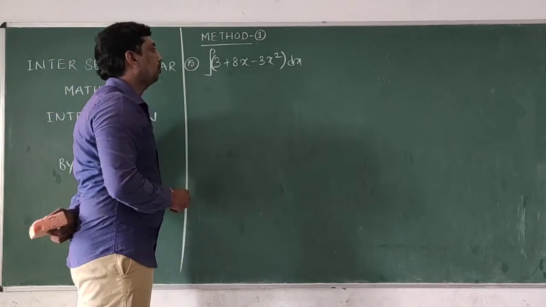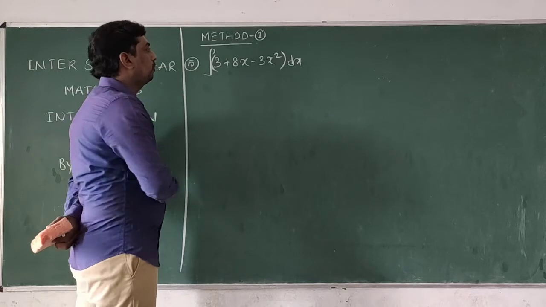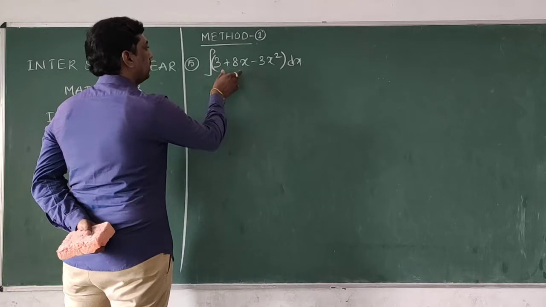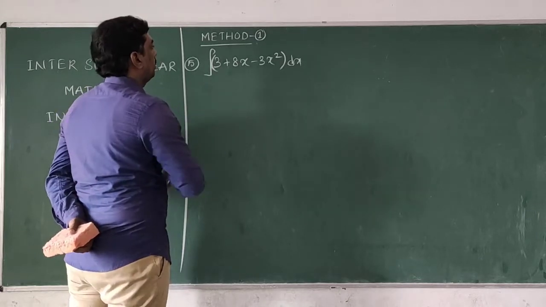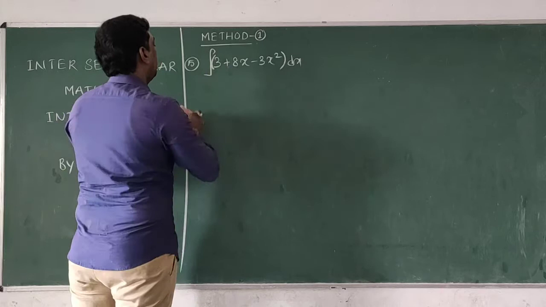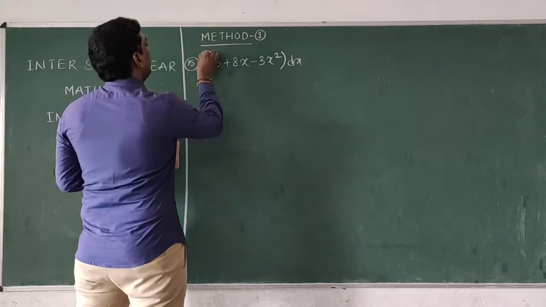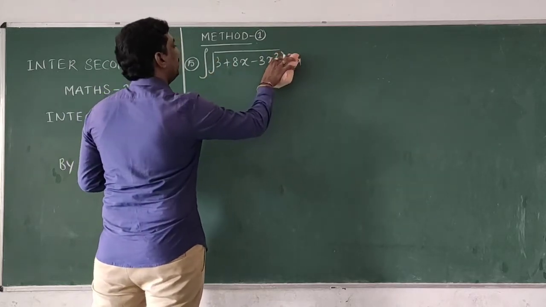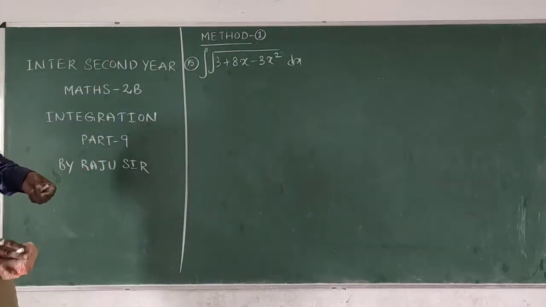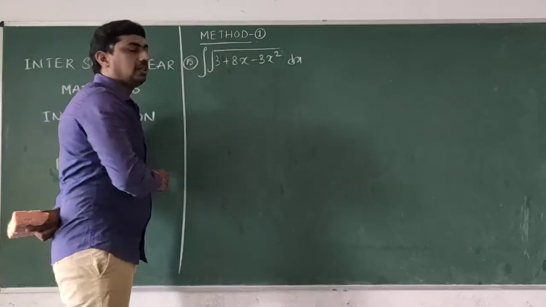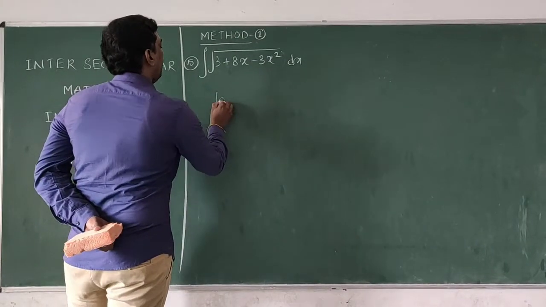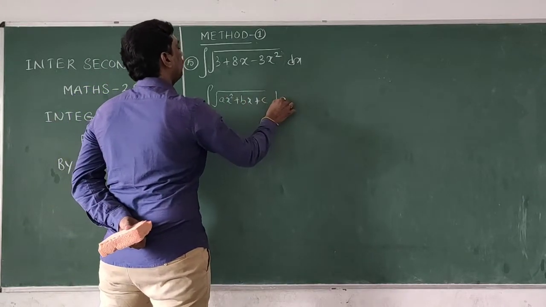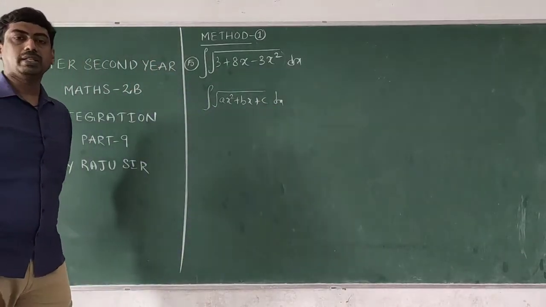So here the fifth problem is: find the integration of square root of 3 plus 8x minus 3x square dx. Just observe this one. This is the actual problem. This is in the form of the square root of ax square plus bx plus c, the integration of square root of ax square plus bx plus c dx.